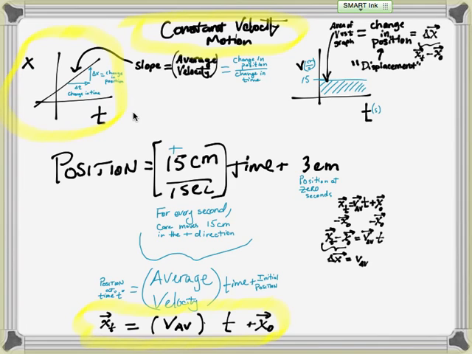But I got v average times t, right? So if you look carefully at this, you should be able to make a connection with, oh my gosh, this area would be calculated by multiplying v times t. And that's our displacement, which is our change in position. So all these equations are actually connected. They're all representing the same thing, these equations and these graphs.